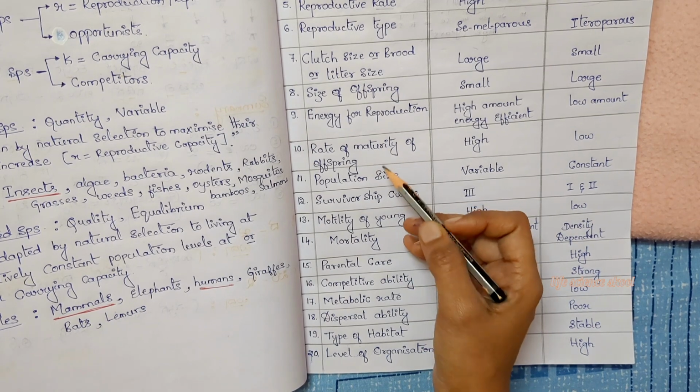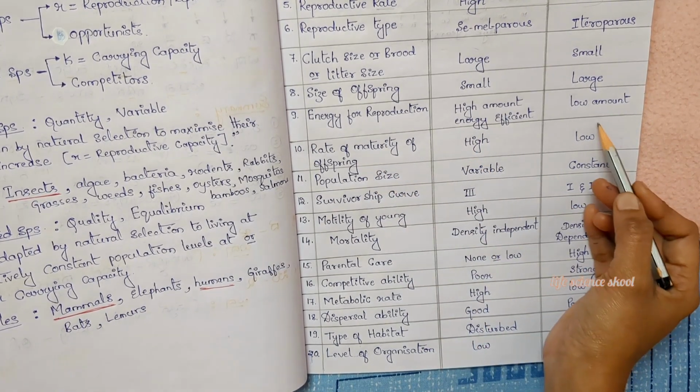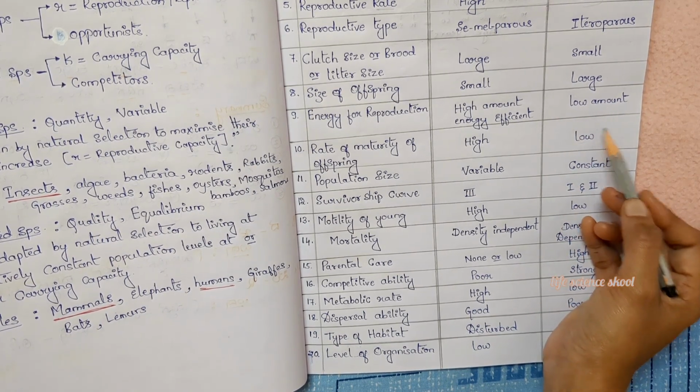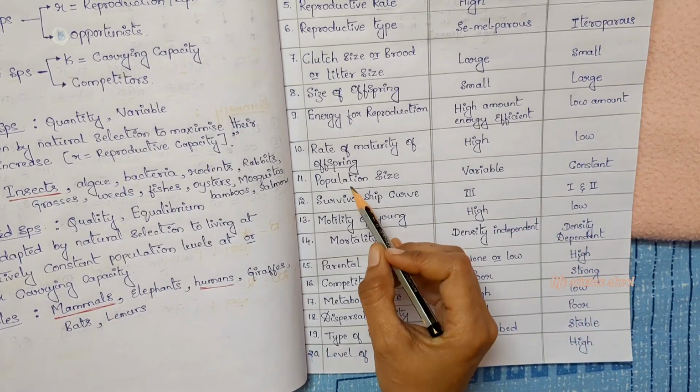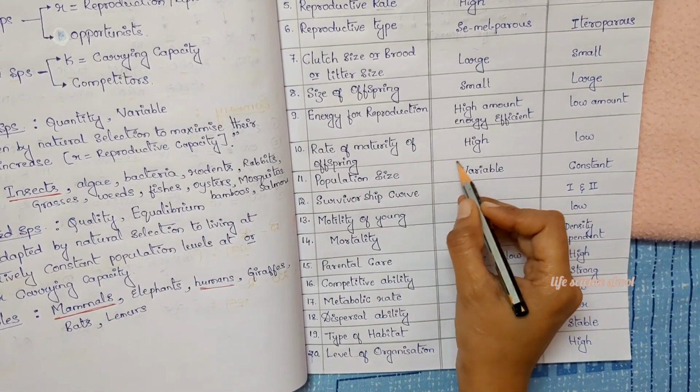So, the rate of maturity of offspring is high in r-selected species, and the rate of maturity in K-selected species is low. Okay, next one is population size. Population size will always be variable in r-selected species.